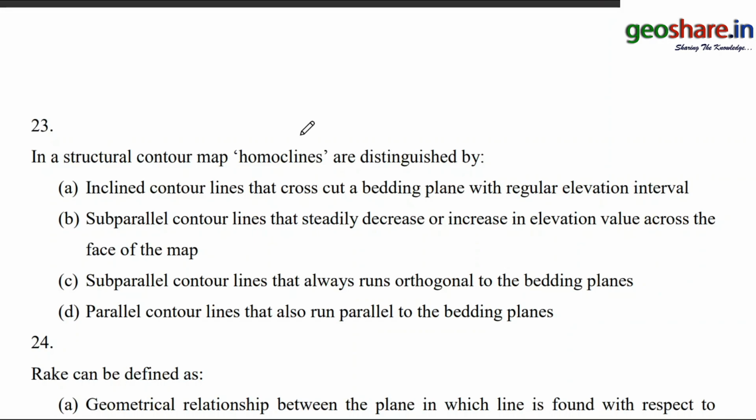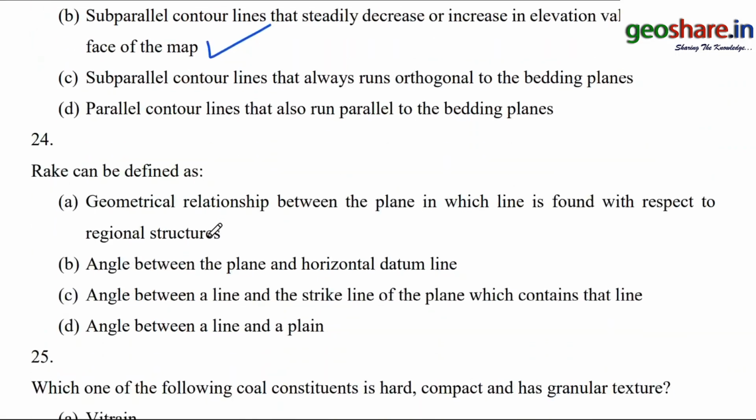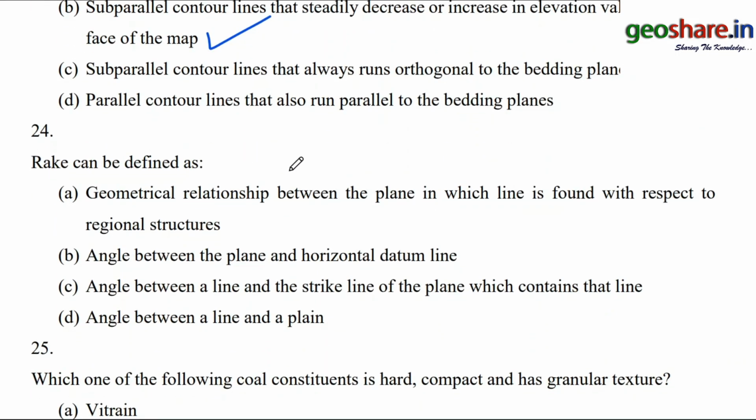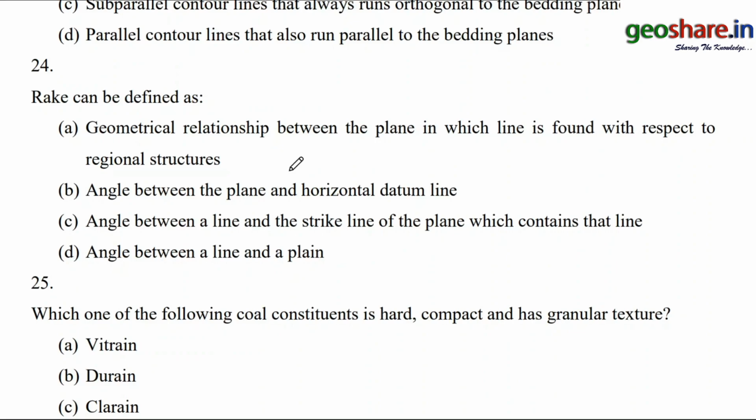In a structural contour map, homoclines are distinguished by option B. Rake can be defined as the angle between a line and the strike line of the plane which contains that line.